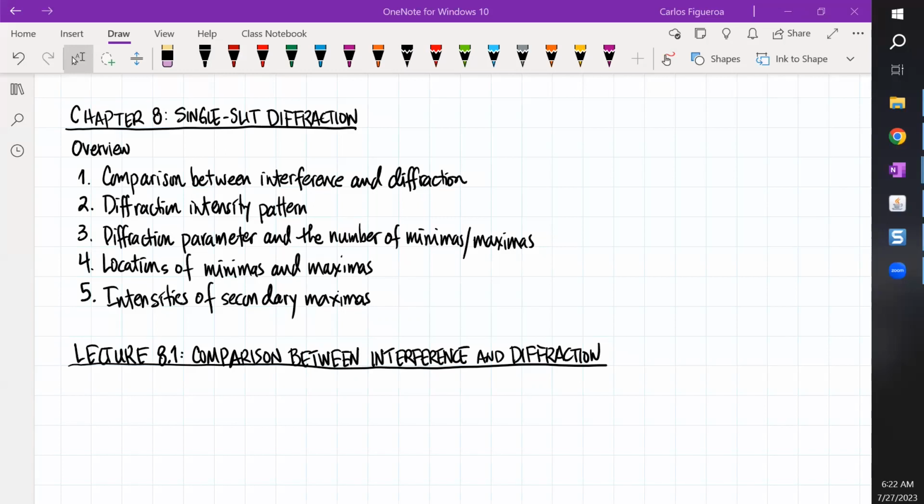Chapter 8, Single Slit Diffraction. The overview of the chapter is we want to compare the difference between interference and diffraction. We then go on to the diffraction intensity pattern. We define the diffraction parameter and then the number of minimas and maximas in a pattern, the locations of minimas and maximas, and finally the intensities of the secondary maximas, excuse me.